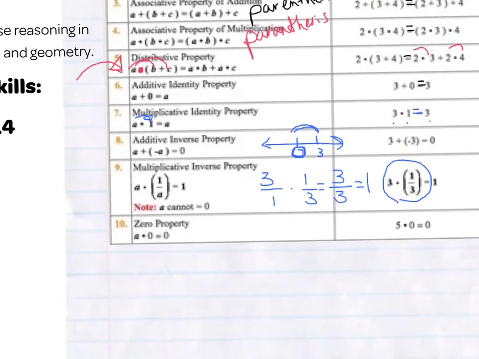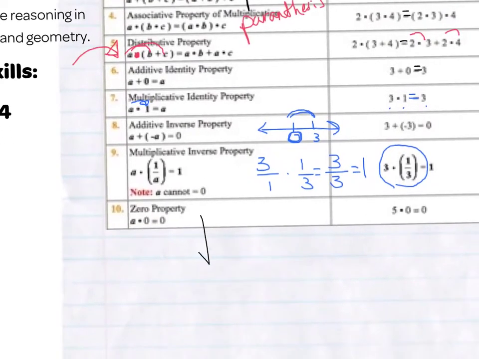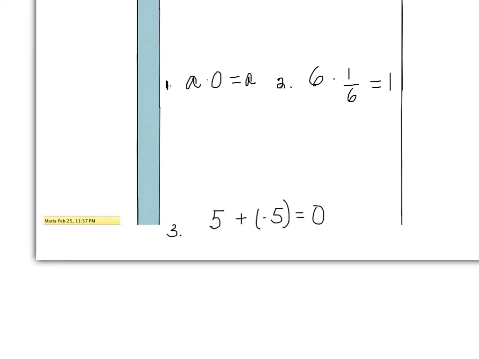Last but not least, we have the zero property, and that's pretty cool. Zero is powerful. Whatever you multiply by 0 becomes 0. It eats it up. A times 0 equals 0. 5 times 0. A billion, million, zillion, trillion times 0 equals 0. It just takes over.